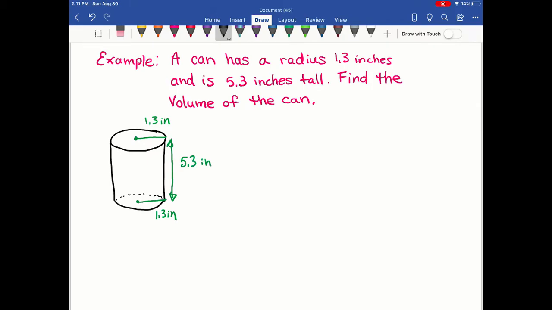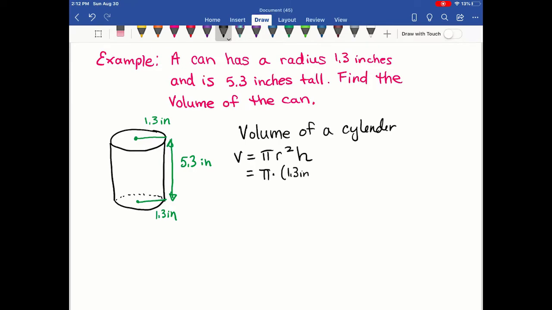Now the volume of a cylinder, which this is the shape of a cylinder, is pi r squared times the height. R is the radius, h is the height. So we're going to put those values in. We have pi times r squared. R is 1.3 inches. And the height is 5.3 inches.